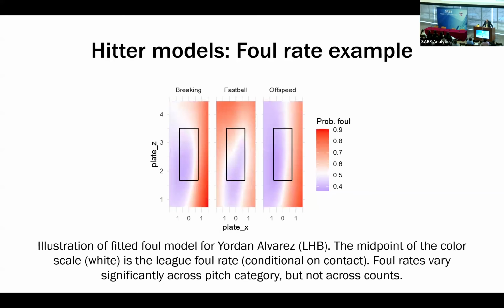Okay, foul rates I do a little bit differently. So I found that foul rates don't seem to vary significantly across counts. If you're controlling for location and pitch category, they do vary quite a bit by pitch category. So instead I'm estimating a separate probability surface for each pitch category here. And looking at this, it seems like I might have been able to combine breaking balls and off-speed pitches. So that's one thing I might want to return to. But fastballs do seem to be quite different in terms of foul rates.